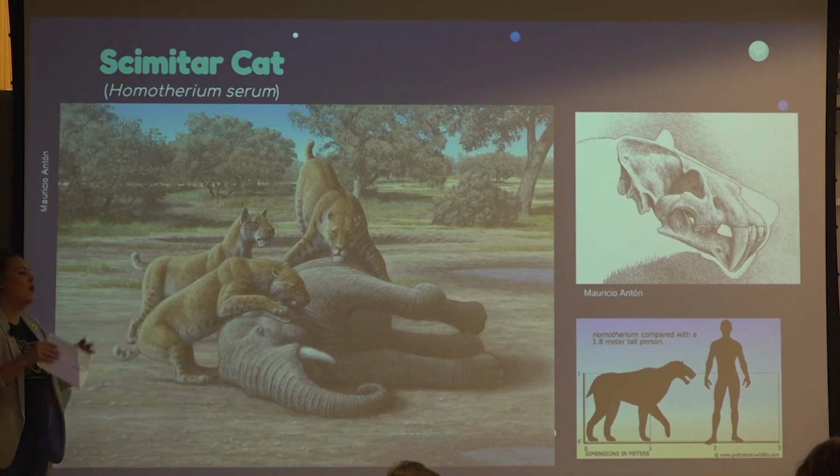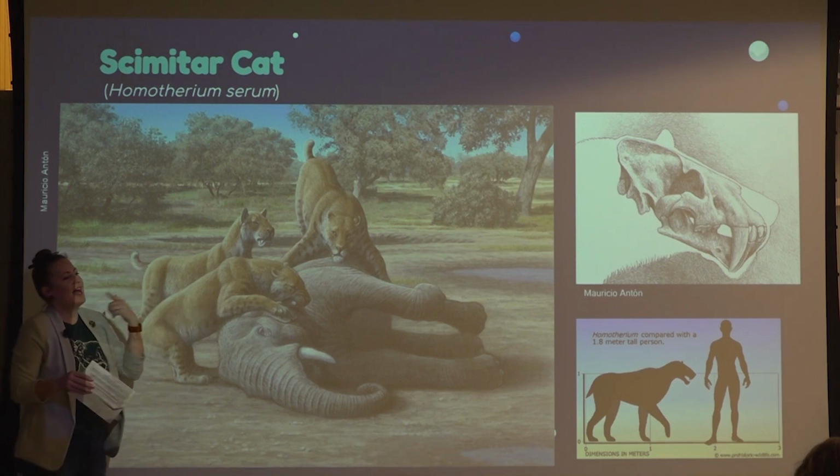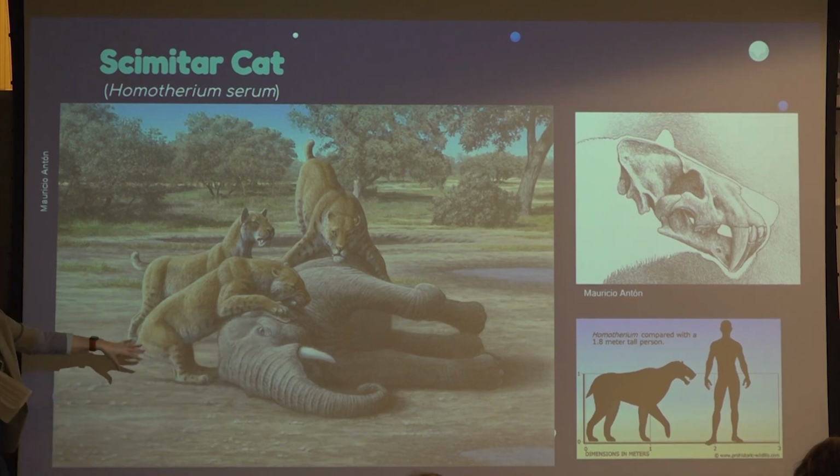We have found hordes of baby mammoth bones in Homotherium caves where they would have lived. The isotopes in their teeth match the isotopes in baby mammoths. So they were a baby mammoth specialist, which is kind of sad, but hey, scimitar cats need to eat too, right?